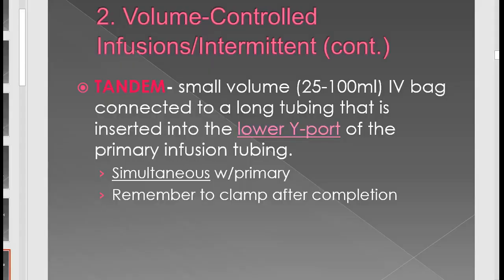Now, a tandem is a little bit different than an IV piggyback. A tandem is also a small volume, but instead of connecting it to the upper Y port, you'd connect it to the lower Y port.